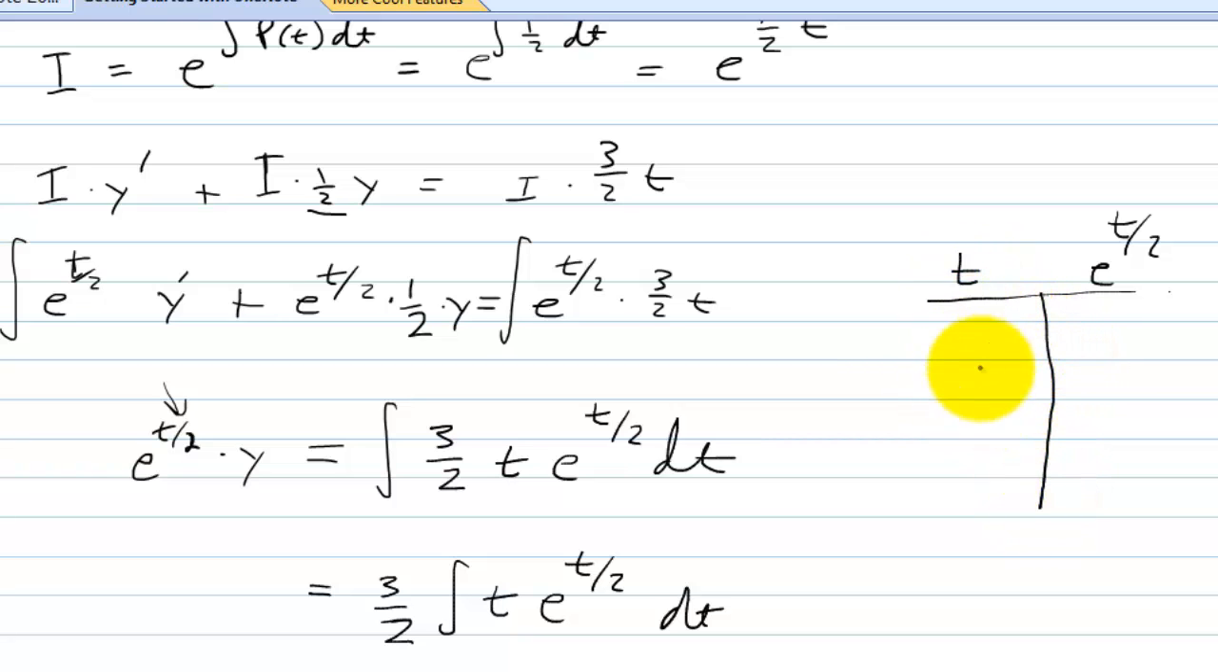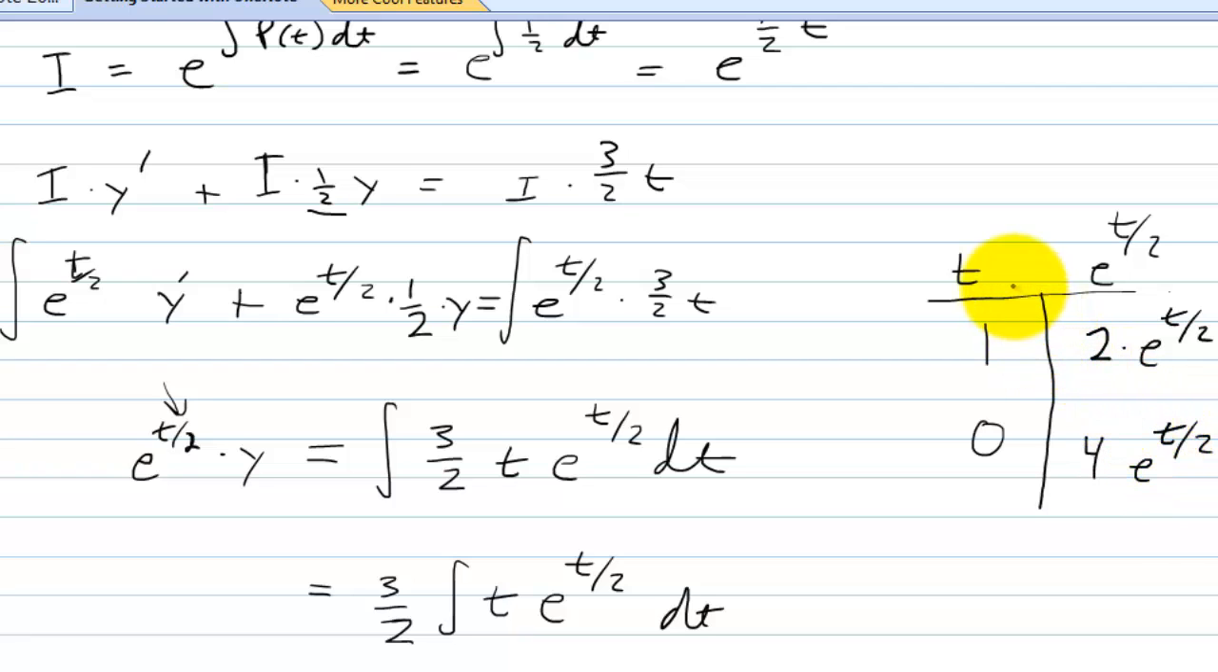Remember, on the left-hand side, you take the derivative. On the right-hand side, you integrate. So the derivative of t is 1. The derivative again of 1 is 0. Now we're going to integrate on the right-hand side. So the integral of e to the t divided by 2, actually, that's going to be 2 times e to the t divided by 2. You're going to integrate again, and you're going to get 4 e to the t divided by 2.